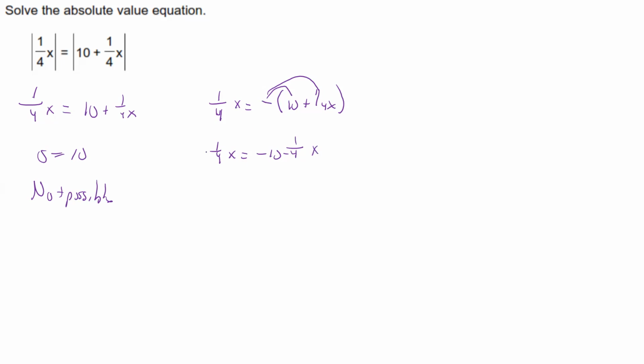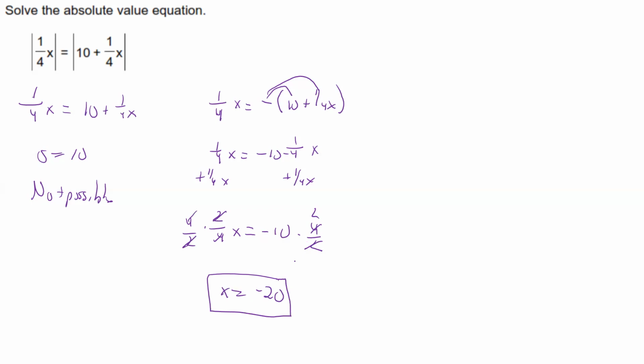So now we're going to add 1/4 x to this side. So we'll take 1 plus 1/4 x plus 1/4 x. So that's going to be 2/4 x equals a negative 10. Well, 2/4 is really 1/2, but at this point it's not going to matter. So let's multiply by the reciprocal. And so that cancels, that cancels. We get x equals, now 2 times that is going to give us a negative 20. And so that is the only solution to this one here.